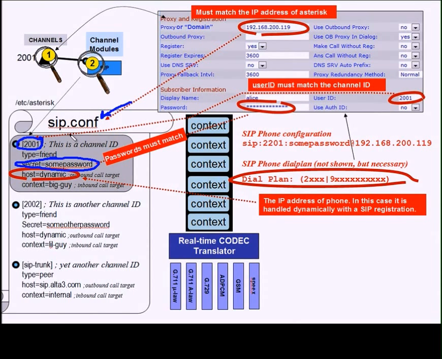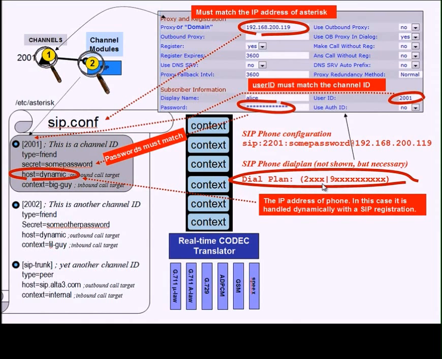So those 3 things must match. One more thing, however, just to make the discussion complete. The 4th item, you should really configure a dial plan on the phone so that the phone will know when you're finished dialing. So I've given you a real simple dial plan here that if I dial 2 plus 3 digits, and then you see the pipe there, which means OR, and then we see a 9 followed by 10 additional digits where X means any dialable digit.